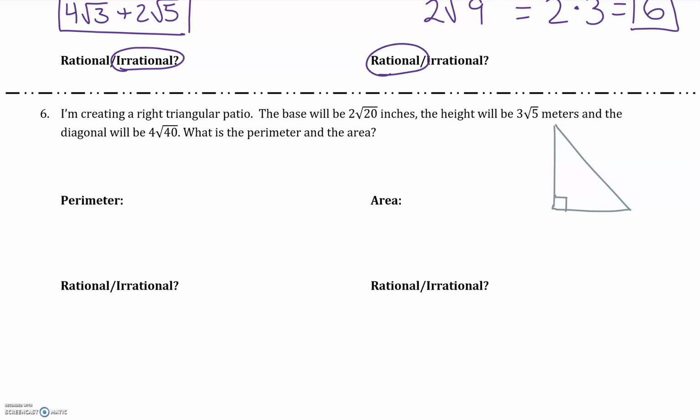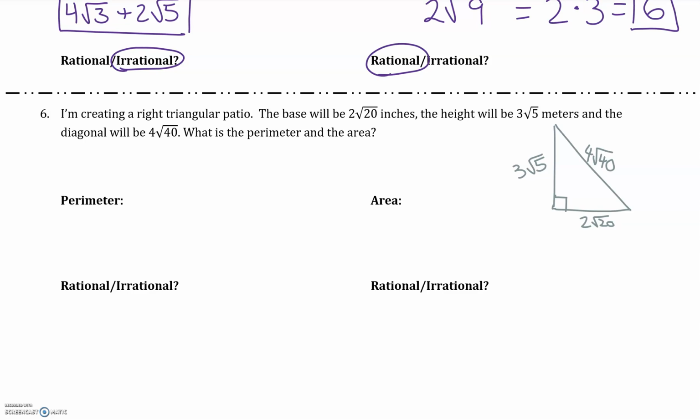It says the base will be 2 square root 20. So the base we set as this bottom line, 2 square root 20. The height will be 3 square root 5. So this is the height. Those are the two sides that make that 90-degree angle. And then the diagonal will be 4 square roots 40.